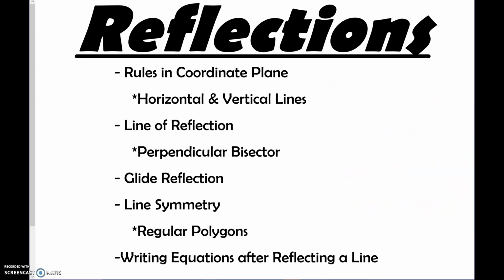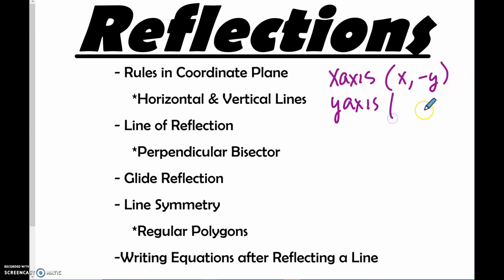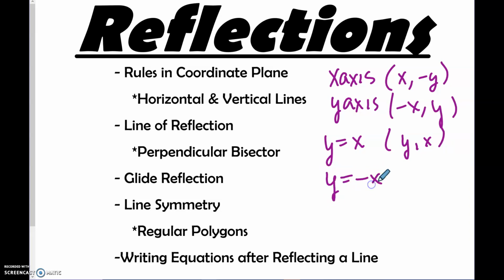Reflections. We had different kinds of rules when we were reflecting, so make sure you look up your x-axis rules. Remember, if it goes over the x-axis, x stays the same and y changes signs. When you reflect over the y-axis, y is going to stay the same and x is going to change. When we go over y equals x, remember x and y switch, so we have y comma x. And then the last one would be y equals the opposite of x, when we reflect over that line. So this would be a line going this way. This last one is a line going this way, and this one's going to be the opposite of y, the opposite of x.